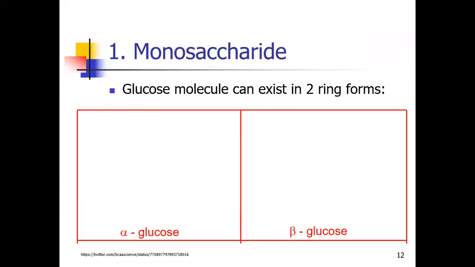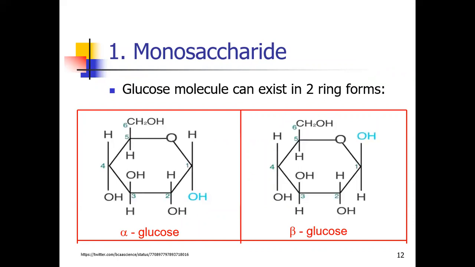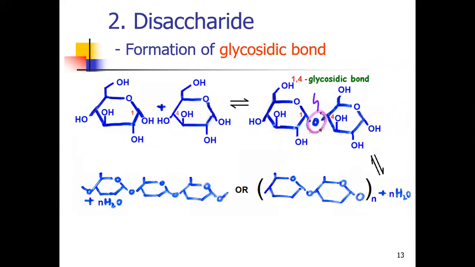So glucose molecule can exist in 2 ring forms. The alpha glucose, where the OH of the first carbon points downward, and the beta glucose, where the OH of the first carbon points upwards. This is the diagram that you need to draw into your notes. So please draw these 2 diagrams and also the name of the glucose into your notes.